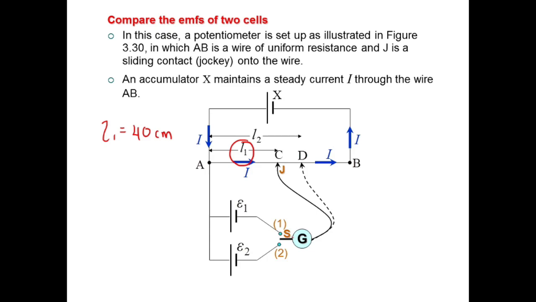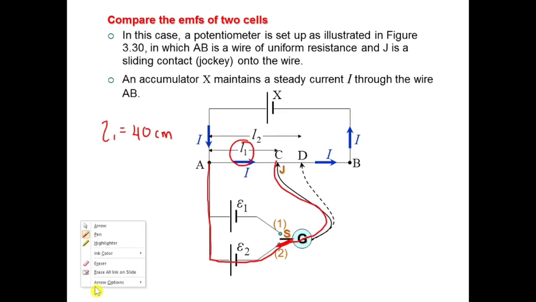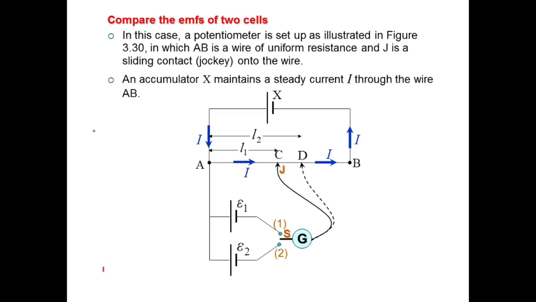Then we switch the switch from the galvanometer to point number 2. That means current only flows in battery number 2. Length 1 is 40. What happens after we switch to point number 2? We slide the jockey and get the second reading. For example, length 2 equals 60 centimeter.